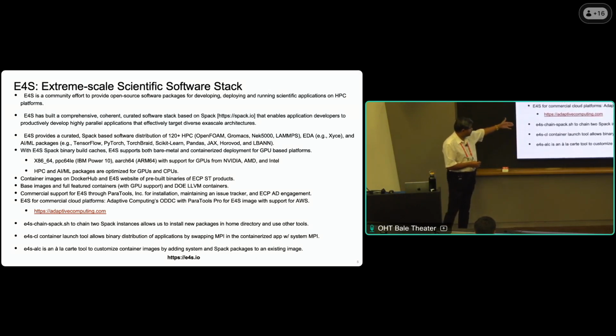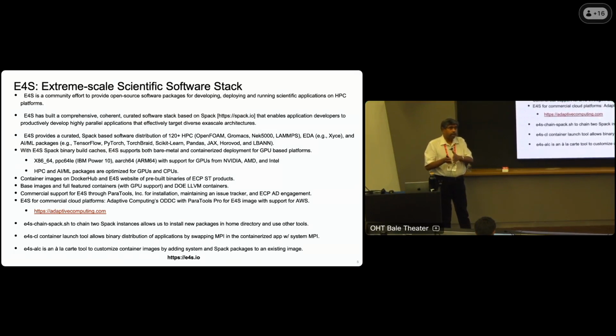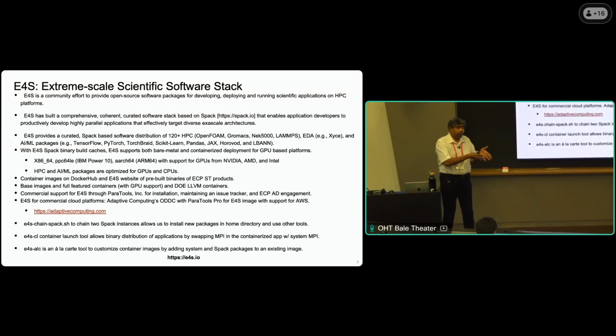We have some tools like e4s-chain-spack.sh to chain two Spack installations: one in your home directory where you can install new tools, chained to the read-only file system based installation that your system administrator may have deployed, or in a container. We have a tool to substitute an MPI in your containerized application with the system MPI. You may be using, say, an HPE Cray system with a Cray MPICH, or you may have MVAPICH installed with InfiniBand on your cluster, and you can substitute the MPI in your containerized E4S application with the MVAPICH running efficiently on the InfiniBand, so you can get the best performance.